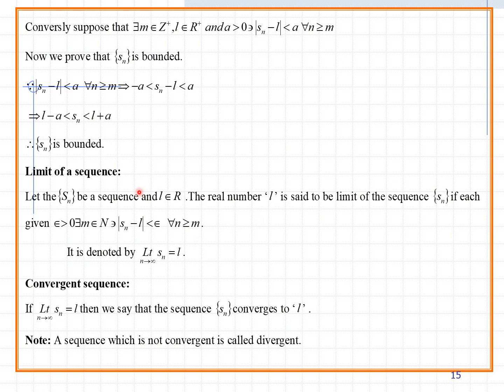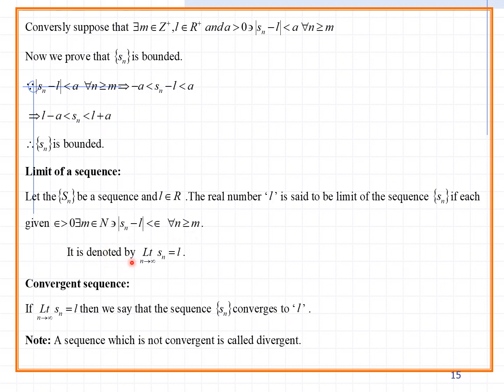So let us see the limit of a sequence. In the previous slide I explained what the limit of a sequence is. Let us see the definition. Let Sn be a sequence and L belongs to R. The real number L is said to be the limit of the sequence Sn if for each given epsilon greater than 0, there exists m belongs to N such that modulus Sn minus L less than epsilon for all n greater than or equal to m.